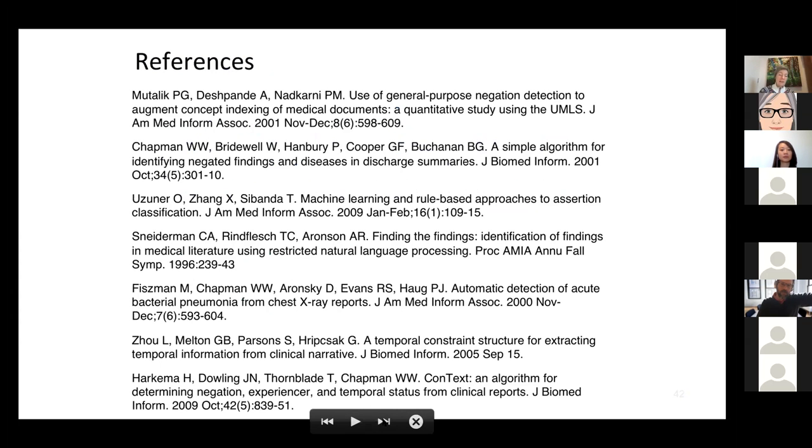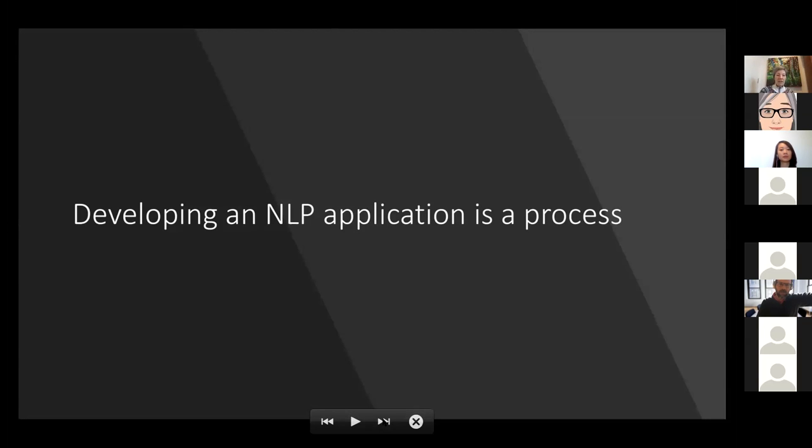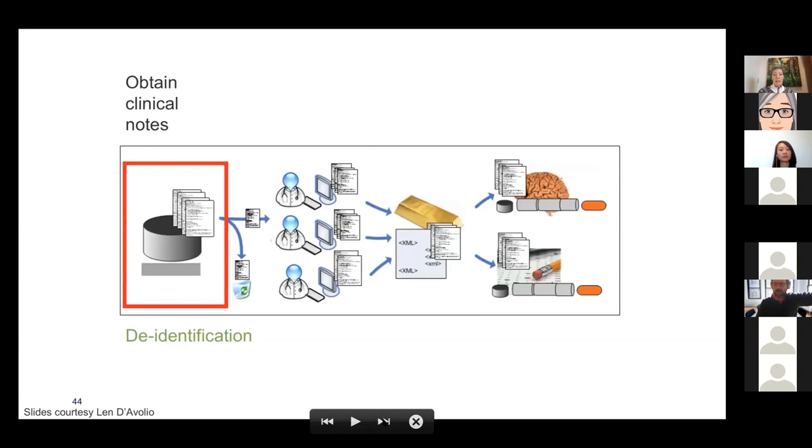I put some things in here, and we will post the slides if anybody wants to read more about those types of things. As you can see, developing an NLP application is a process, and you start with obtaining the notes. That seems really easy: step 1, get the notes. But as Karen Verspoor on the line could attest, that can be years in the making. Being able to access those notes often means you have to have some type of de-identification, and you have to test it and show people that it works well. So just getting the clinical notes can be a showstopper.